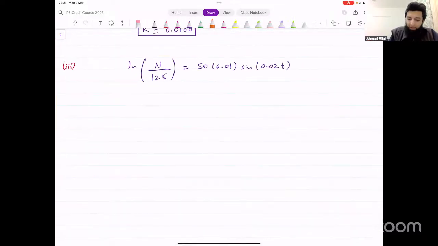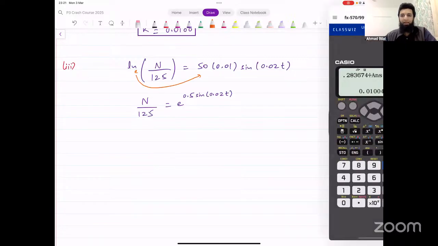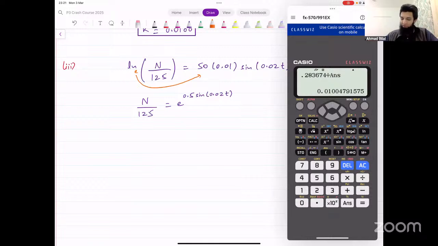The base of ln is e. We can take e to the other side, make it the base of this number. 50 into 0.01, that would be 0.5. So this is going to become n over 125 equals e raised to the power 0.5 into sine of 0.02 times t. So this e goes to the other side, becomes the base of this whole thing. And this is n over 125 equal to this. Now I'll just confirm.